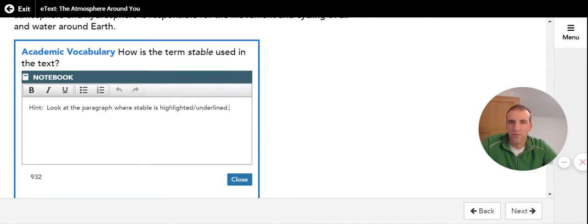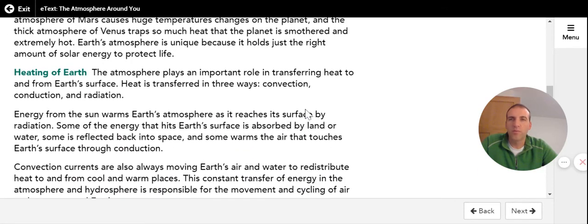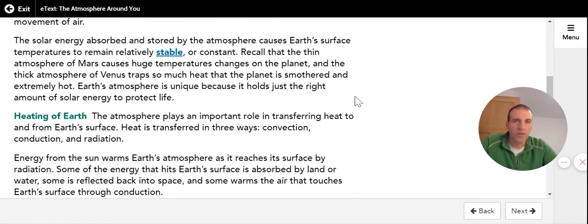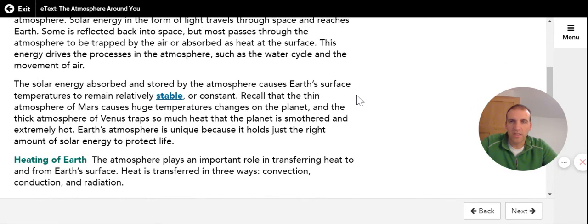To answer this one, I don't have a sentence frame for you, but look back up to the paragraph with stable in it. It is highlighted if you're using your actual textbook. Here in the e-text, it is bold and in blue text, and it's underlined. So take a look at this paragraph with stable in it to help you come up with an answer of how that's used in the text.